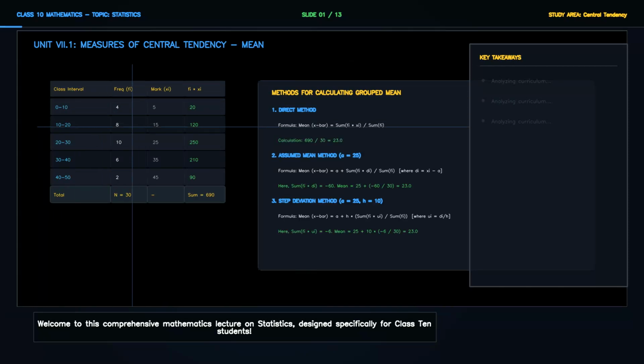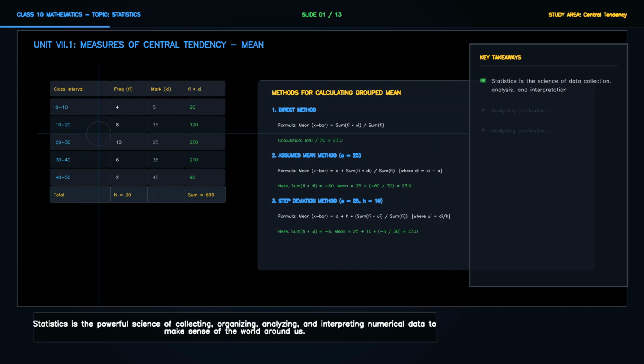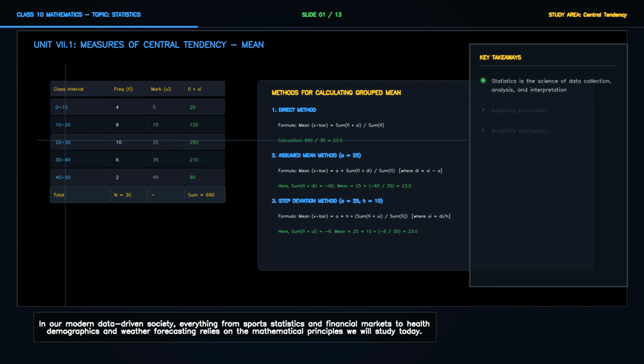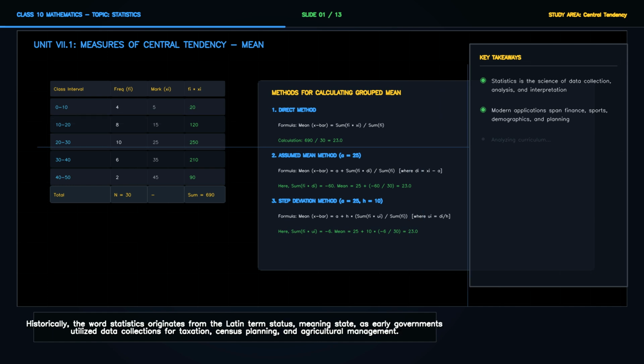Welcome to this comprehensive mathematics lecture on statistics, designed specifically for Class 10 students. Statistics is the powerful science of collecting, organizing, analyzing, and interpreting numerical data to make sense of the world around us. In our modern data-driven society, everything from sports statistics and financial markets to health demographics and weather forecasting relies on the mathematical principles we will study today.